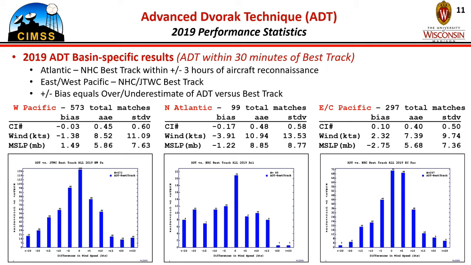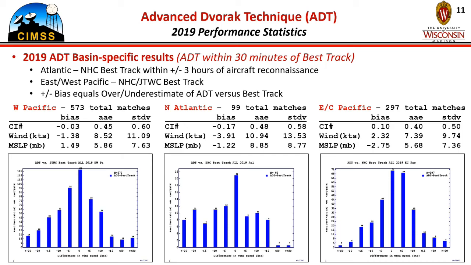Here are some 2019 performance statistics for the West Pacific, North Atlantic, and East Pacific during the 2019 tropical cyclone seasons. The East and West Pacific estimates are validated against best track from either NHC or JTWC, while the Atlantic are validated against best track that are within plus or minus 3 hours of aircraft reconnaissance. As you can see, the West and East Pacific have a fairly Gaussian shape, while the Atlantic has a little bit of a tail of an underestimate bias, which shows up in the bias statistics for the North Atlantic.